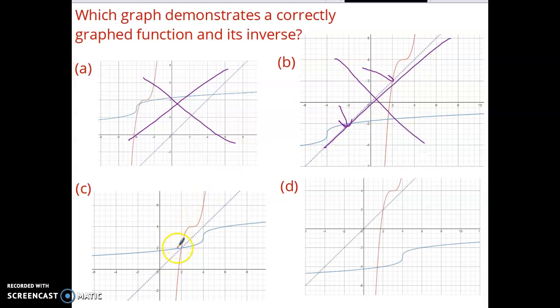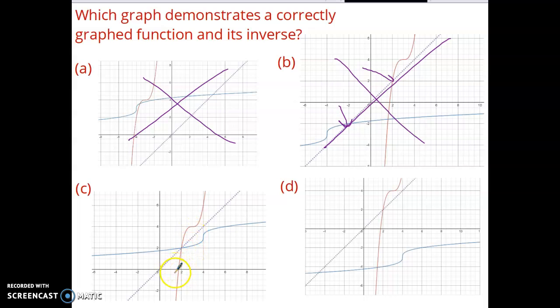Okay, let's try this one. This one looks good. They're meeting on the line y equals x here. Let's test a couple points. I see the point (4, 3) right here on the blue one. So if (4, 3) is on the blue one, (3, 4) should be on the red one. Let's check (3, 4). Okay, that looks good.